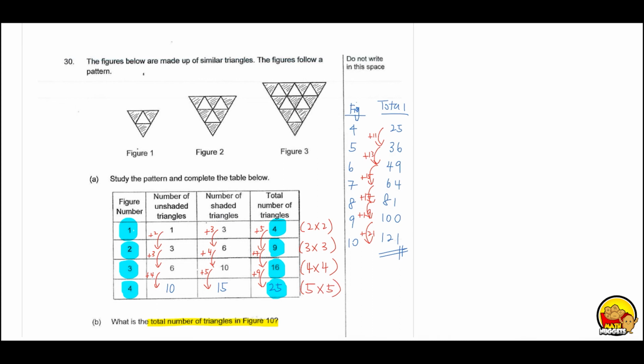So if we're trying to find figure number 10, the total triangles would be the next number, which is 11 times 11, and that would give us 121.